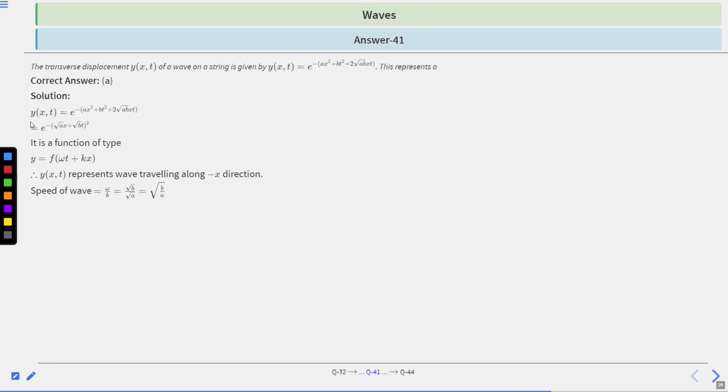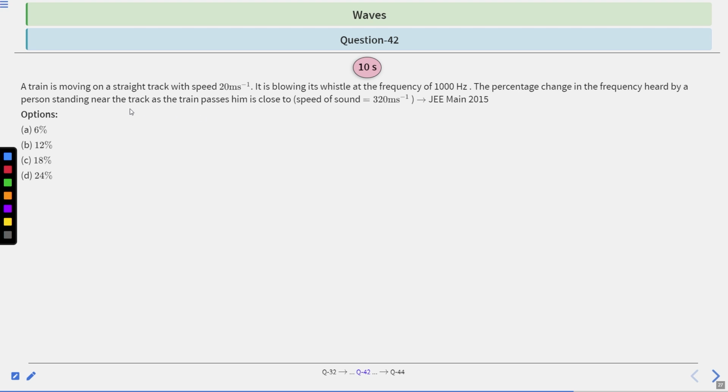Next question 42. The question is, a train is moving on a straight track with speed 20 meter per second. It is blowing its whistle at frequency 1000 Hz. The percentage change in the frequency heard by a person standing near the track as the train passes him is close to what? Given options, option A is 6%, option B 12%, option C 18%, and option D 24%. Which option is correct? You have 10 seconds to solve this question. After 10 seconds, we will provide the solution.